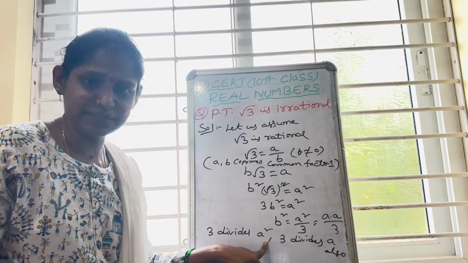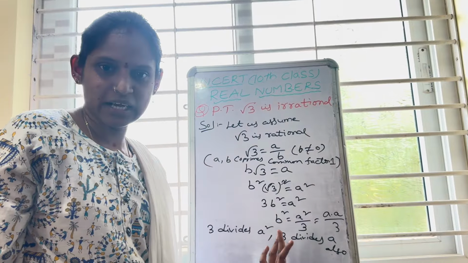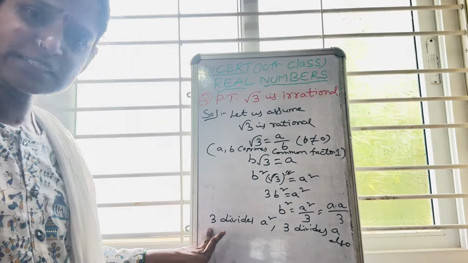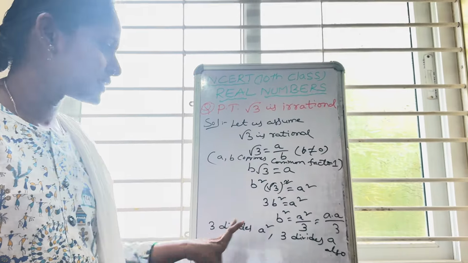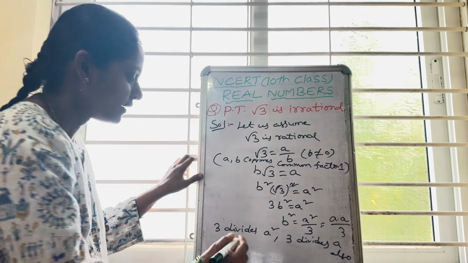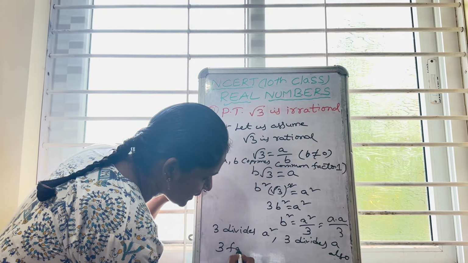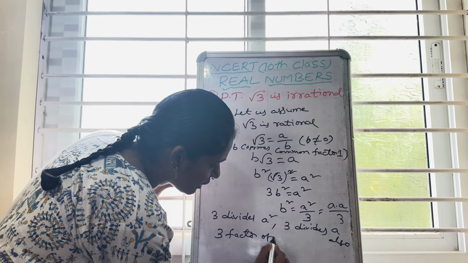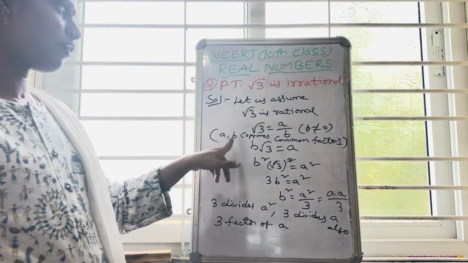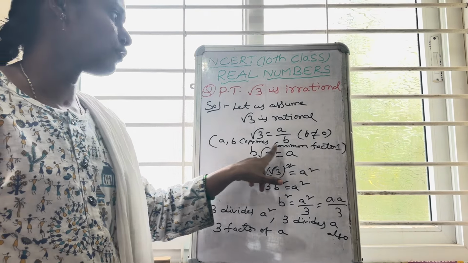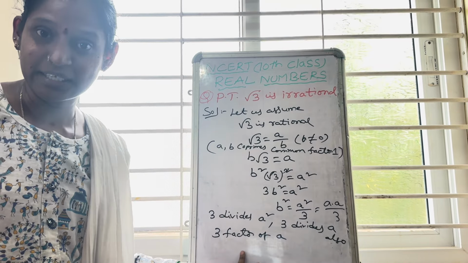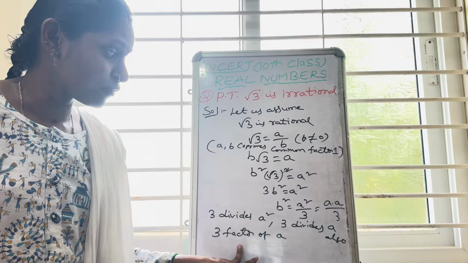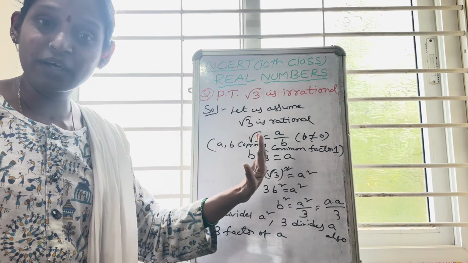Here, what I got: 3 divides a squared and also 3 divides a. So what we can say, 3 is dividing means it is also a factor. So 3 is a factor of a. But what I took first, a and b are co-primes with common factor 1. But here what I am getting is 3 also a factor. So what we can say, a and b are not co-primes.